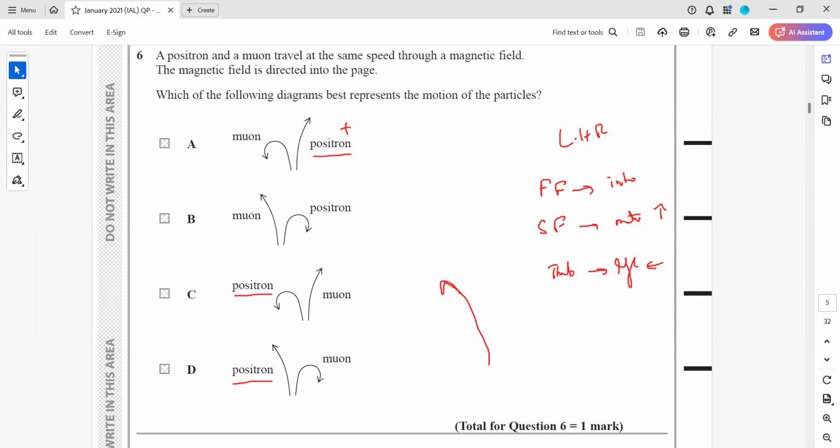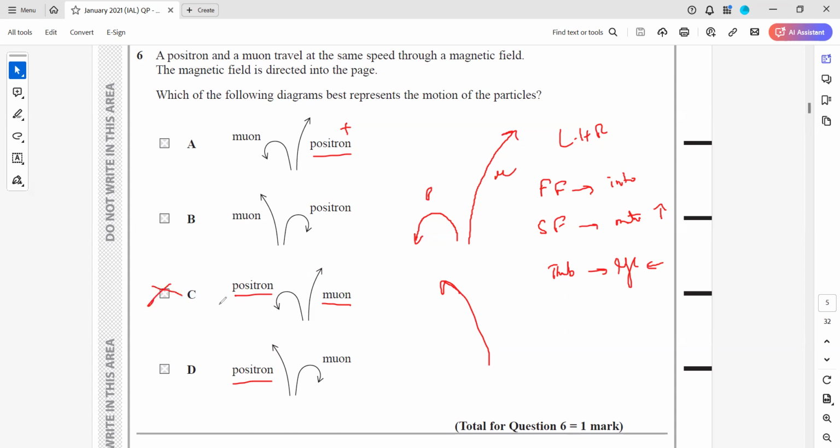Then the second thing is that the curvature depends on the momentum. Less deviation means greater momentum. They mention both are moving with the same speed. But the muon is heavier and the positron is like an electron, which is lighter. So the muon should have a larger radius of curvature, and the positron more bend. Because the muon has a greater mass, it will have a greater momentum, so less curvature. So this is showing the positron and this is showing the muon.